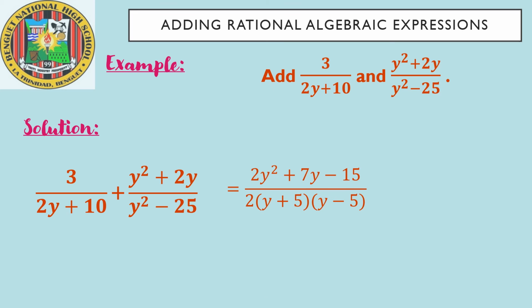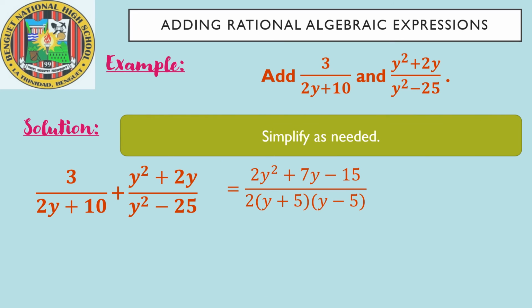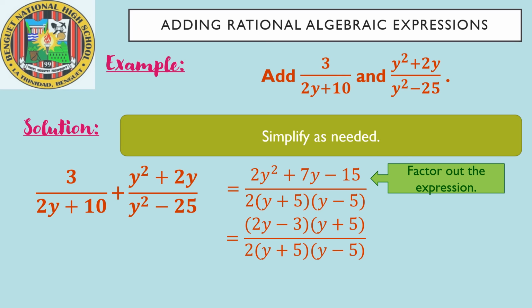Finally, we simplify our answer. To do that, we need to factor out the numerator so that we can check if there are any common factors with the denominator. Applying the factoring method for quadratic trinomials, we have the factors (2y minus 3) and (y plus 5). We see that y plus 5 is common in the numerator and denominator, so we cancel that out. This leaves us with 2y minus 3 and 2 times (y minus 5).